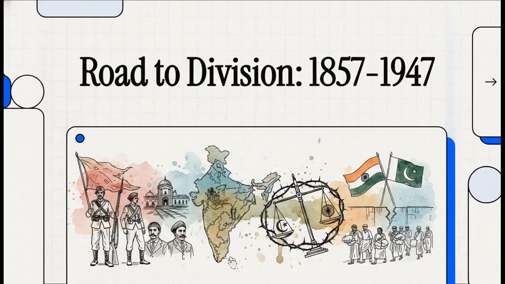Hey everyone, and welcome. Today we are unpacking a fascinating and incredibly complex 90-year geopolitical journey. In this explainer, we're going to impartially trace the events that shaped the modern subcontinent, strictly following the timeline of India and Pakistan from 1857 all the way to 1947.